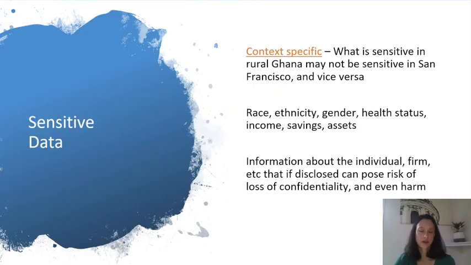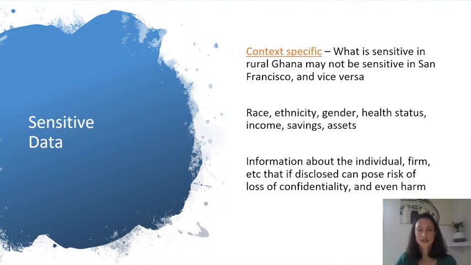So going further along, do you need to collect personally identifiable information in your study? Thinking about direct identifiers, thinking about indirect identifiers, and then do you need to collect sensitive data? If something is sensitive, determining whether it's sensitive is really context specific. What is sensitive in rural Ghana may not be sensitive in San Francisco, and vice versa.